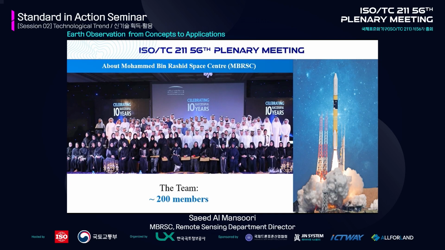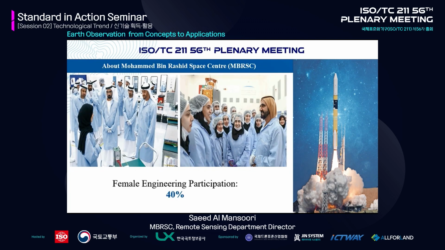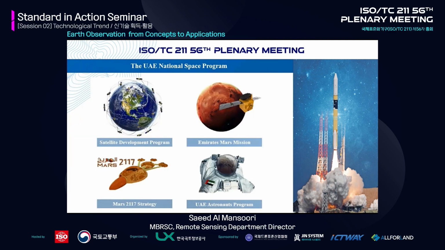The MBRSC team consists of approximately 200 administrative and technical staff. It has young Emirati engineers with an average age of 27 years old and a huge percentage of female participation in its projects. Alright, so this slide here shows the UAE National Space Program, which consists of 4 main pillars that are the Satellite Development Program, the Emirates Mars Mission, Mars 2117 Strategy, along with the UAE Astronaut Program.